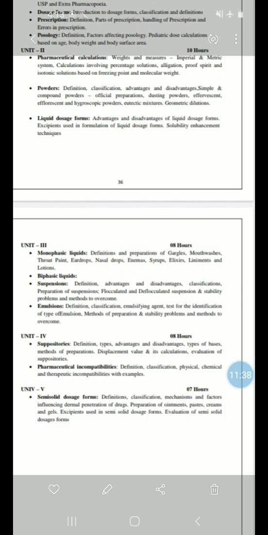In unit 3, monophasic liquid dosage form, biphasic liquid dosage form. Monophasic, it means what? It contains only one phase. And biphasic, it means it contains two phases. For example, oil and water. As you know, oil and water, pani and tel, is the best example of biphasic liquid dosage form. In monophasic, there are different dosage form. The preparation of gargles, mouthwash, throat paint, eye drop, nasal drop, syrup, enemas, elixir, liniment and lotions.